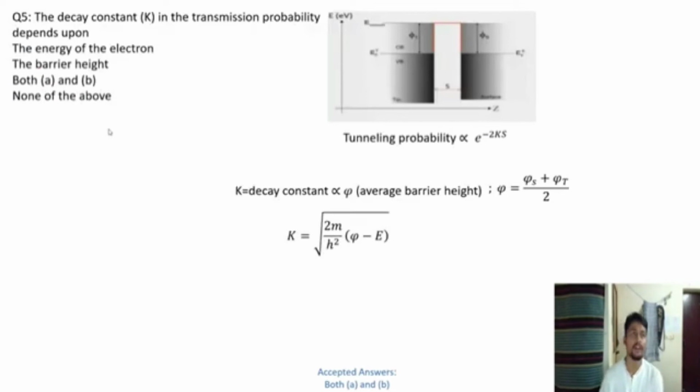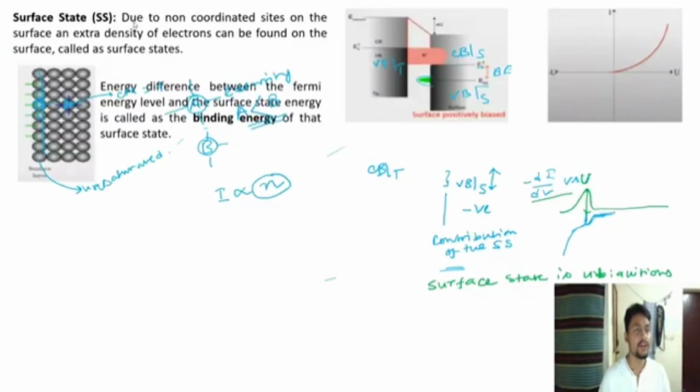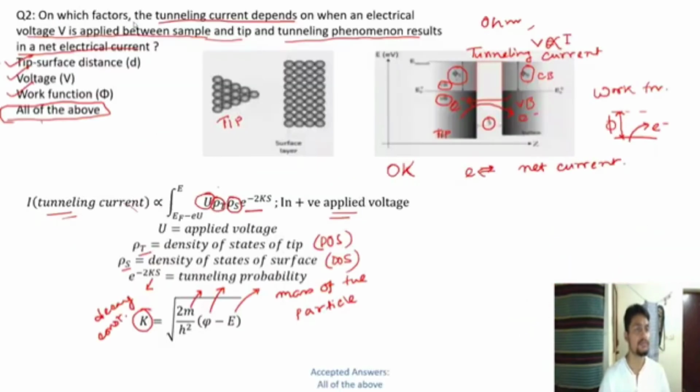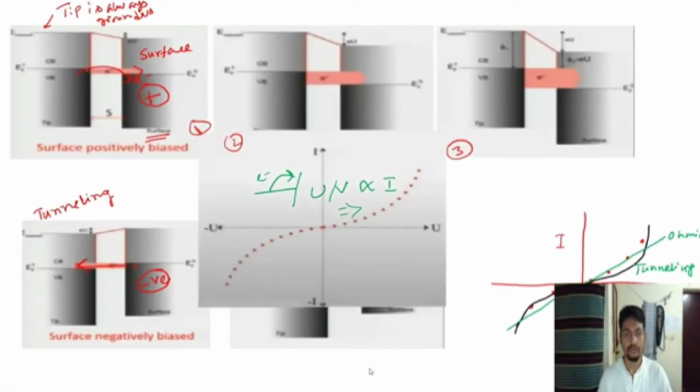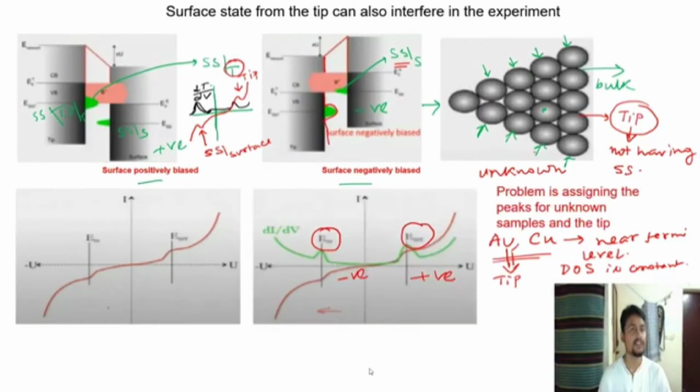Okay. Now coming back to question number 5, the decay constant, right? The decay constant K, we already discussed in the first slide, maybe. The second question, right? I have talked about that. This is the tunneling probability, and this is the decay constant, and how it depends upon, right? So let me go to the question now. We already discussed this as well, right?